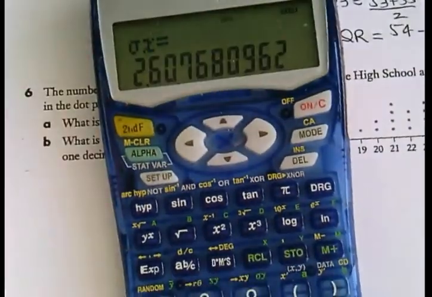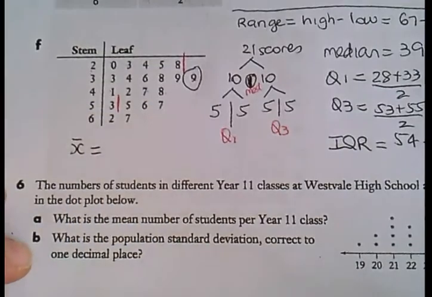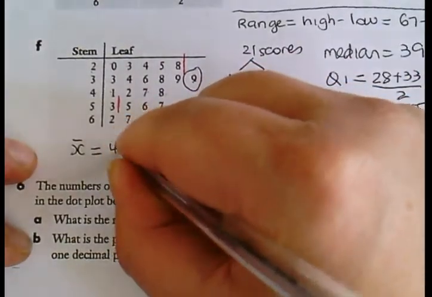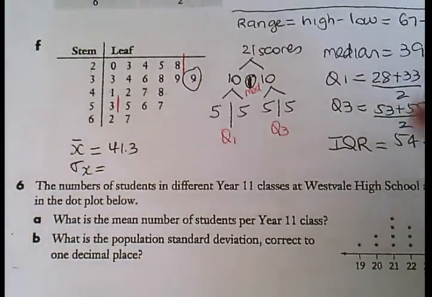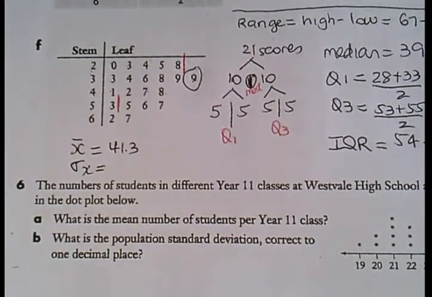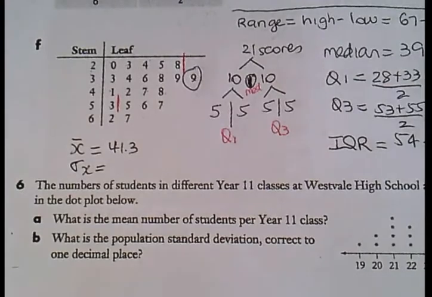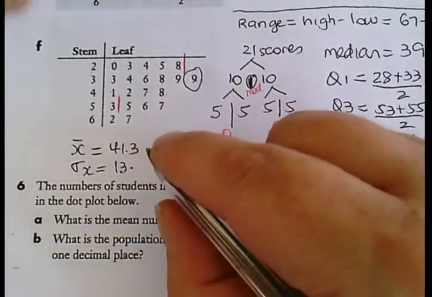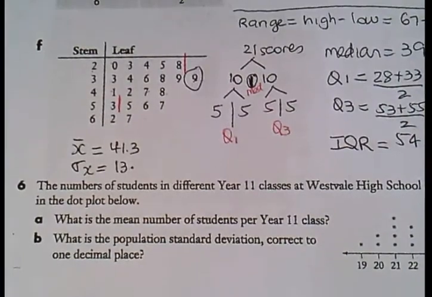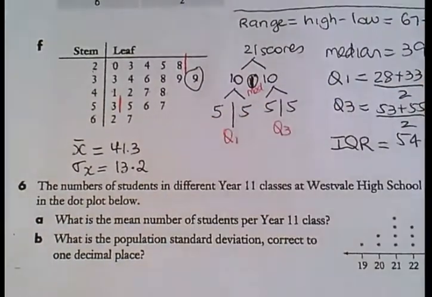Okay? So for those that have done this, the mean is 41.3, let's just go 1 decimal place. And the standard deviation, look, some people are getting 13 point something. You don't need to re-enter the data, you can just read it off your calc. Standard deviation, 13.19, we'll just say approximately 13.2, okay?